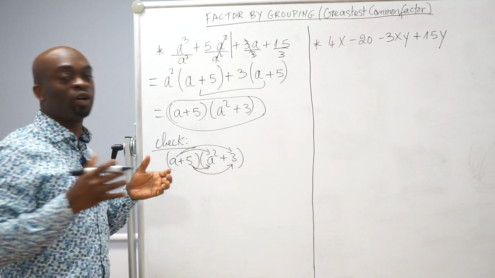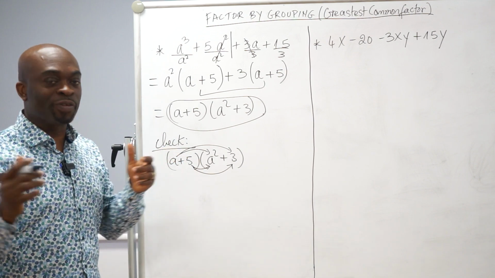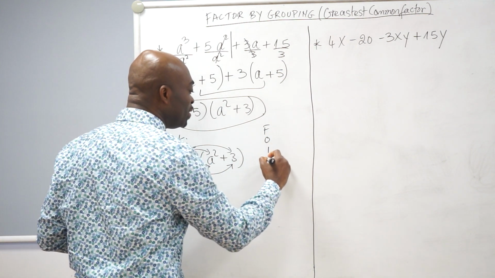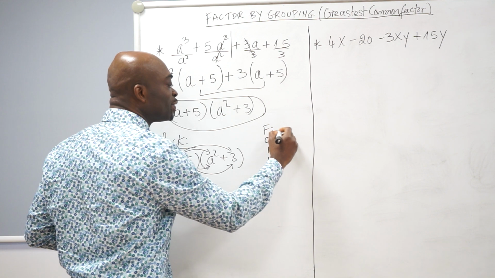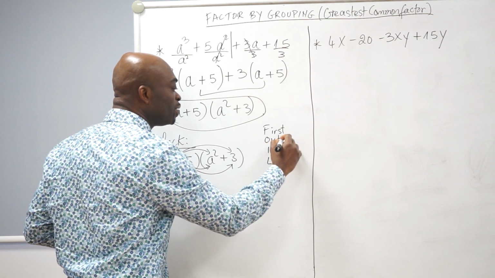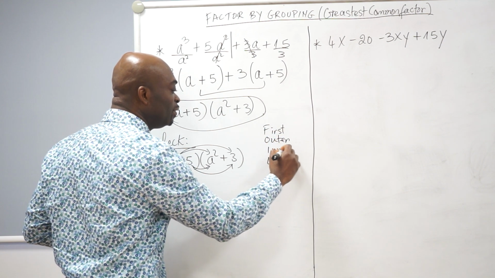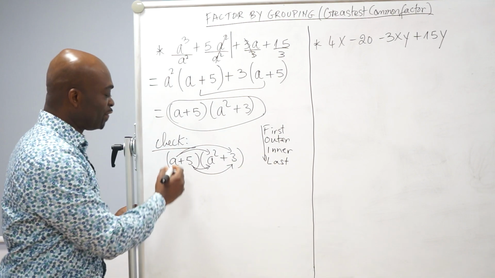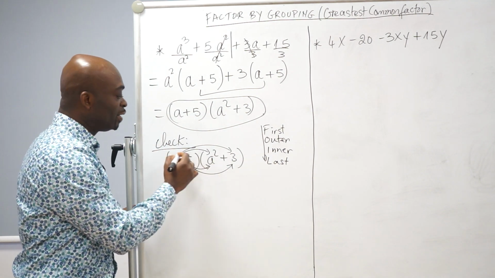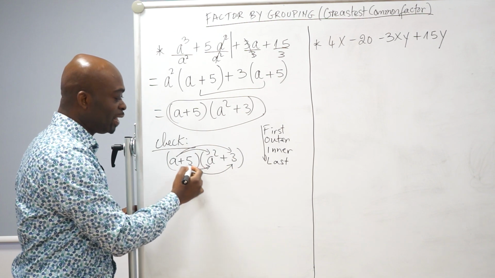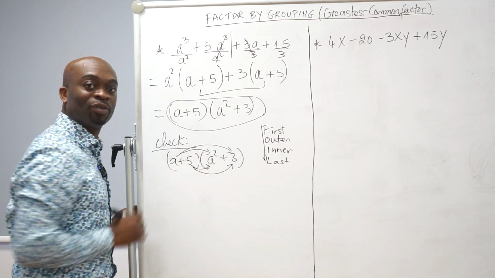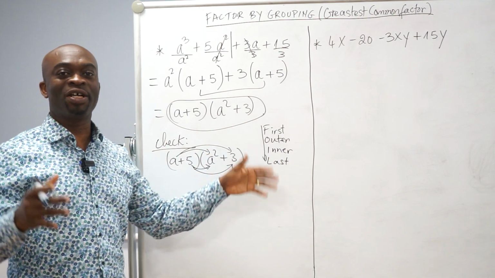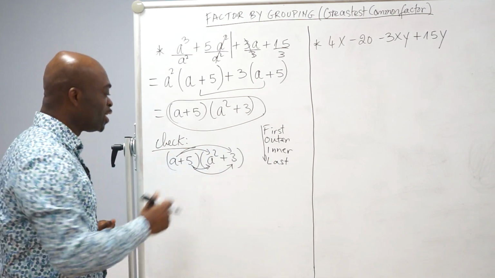Okay? So we call it also the FOIL method. For some of you guys, you already heard about it before. That's the FOIL method. That's the first, the outer, the inner, and then the last. So you have the first, which is this one, the outer, which is that, the inner, and then the last. We call it the FOIL method, which is used a lot in the USA, jargon. Okay? So let's go at it.